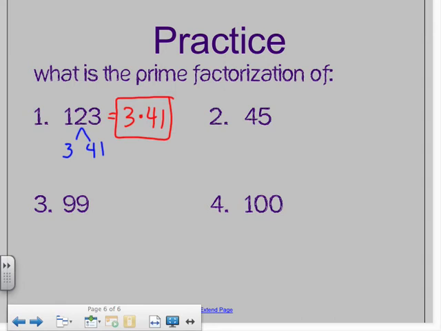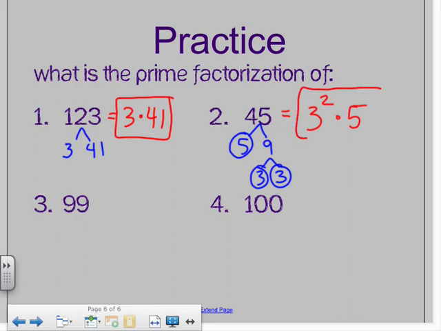All right, next one, 45. Do 5 and 9, and 3 and 3. So now these are all prime. So if I'm going to use exponents to write this, I need to do 3 squared, because there's 2 3s, times 5. Remember, you can check yourself. 3 squared is 9. 9 times 5, 45. And all those numbers are prime. So that's my prime factorization of that.